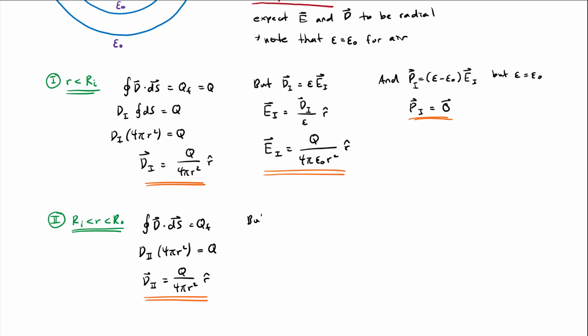Okay, so now we follow the exact same train of thought. We know that D is equal to epsilon E. So the epsilon here is the absolute permittivity of region 2. And we know that for region 2, we have a dielectric constant of epsilon r. So that means we have epsilon r, epsilon naught times E. I can rewrite and rearrange this and get the electric field of region 2 as Q over 4 pi epsilon naught epsilon r, r squared, and by inspection, r hat.